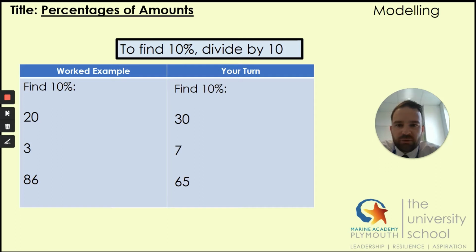And it's now your turn. So there are 3 questions on the board for you to find 10% of 30, 10% of 7, and 10% of 65. So black pens in your hands again. Give yourself about 3 minutes to work on those questions by pressing the pause button now.